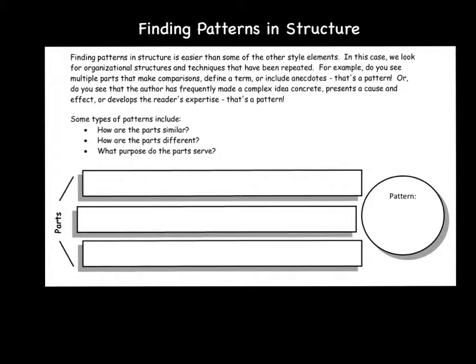In order to find the pattern and structure, you're going to look for what structures and techniques have been repeated. If your author has used a lot of comparisons, for example, that would be a pattern. If your author's used different sections or parts, that would be a pattern. Perhaps there's a lot of cause and effect or a consistent chronological structure throughout the entire chapter. These would all be patterns that you want to look for.